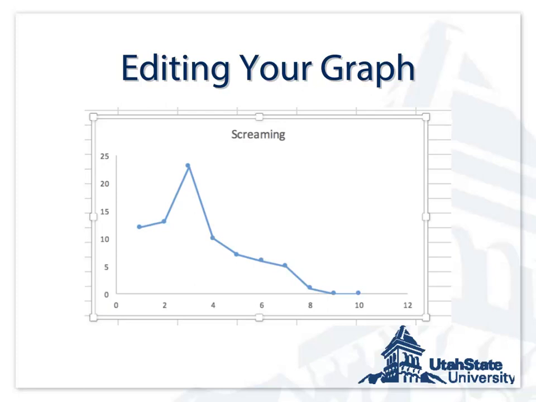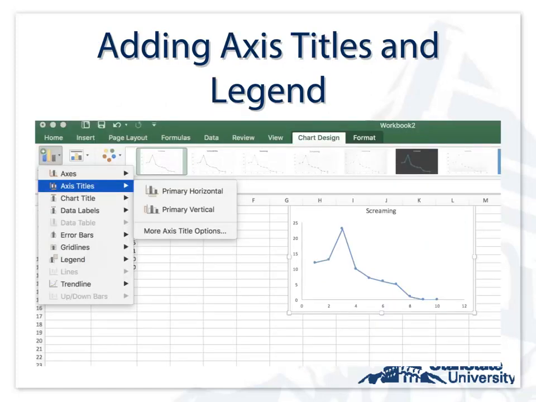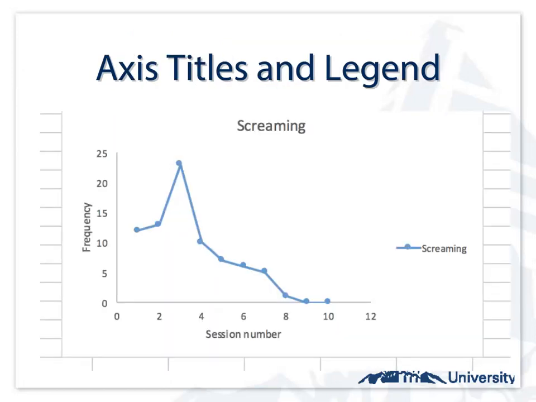We will then add axis titles and a legend to the graph by clicking on the Chart Design tab. This tab is only open when the graph is highlighted, and then we will click the Add Element button. The legend can be found in the same menu. Your graph should look similar to this after you have added axis titles and a legend.